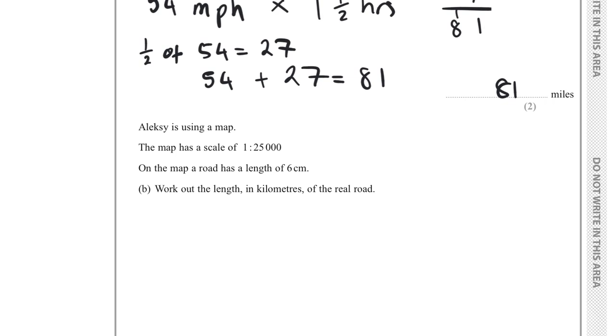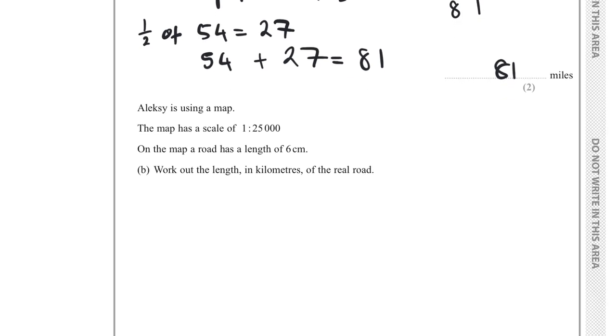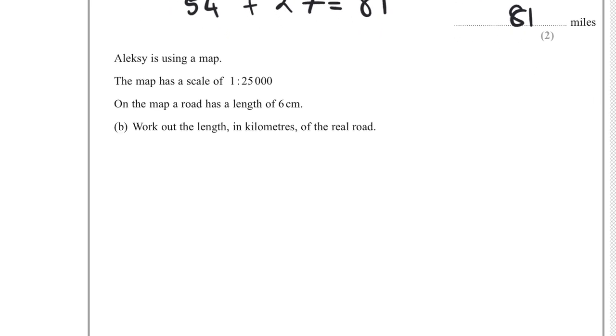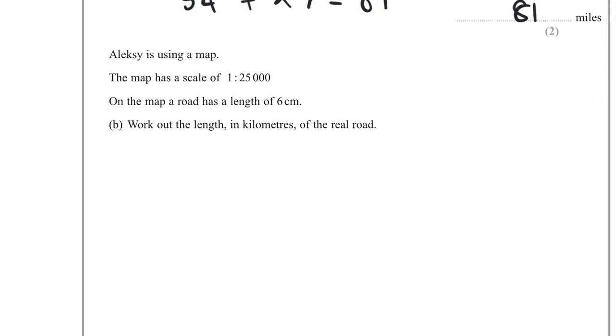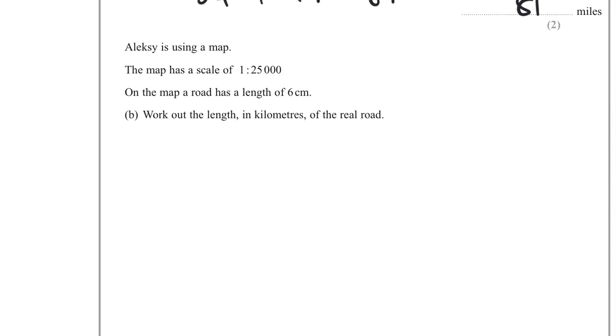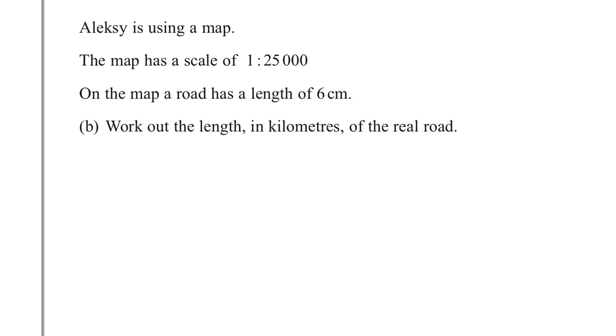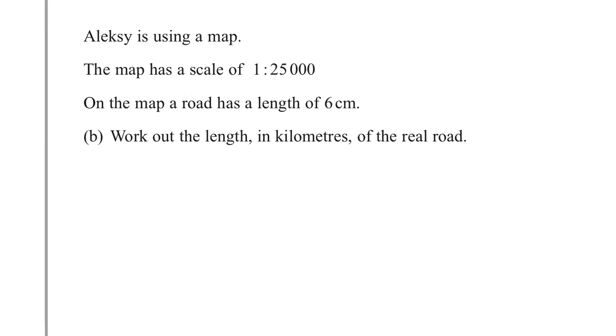Alexi is using a map. The map has a scale of 1 to 25,000. On the map, the road has a length of 6 centimetres. Work out the length in kilometres of the real road. Okay, so what this means is, looking at this map, 1 centimetre on the map, on the drawing, is equivalent to 25,000 centimetres in real life.